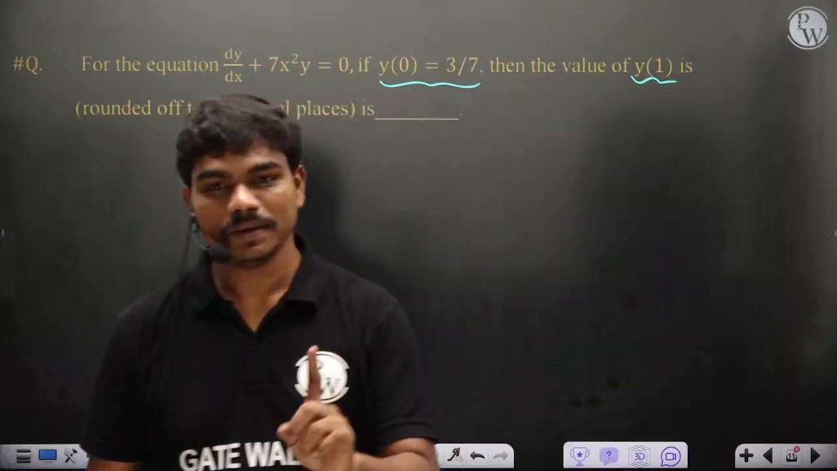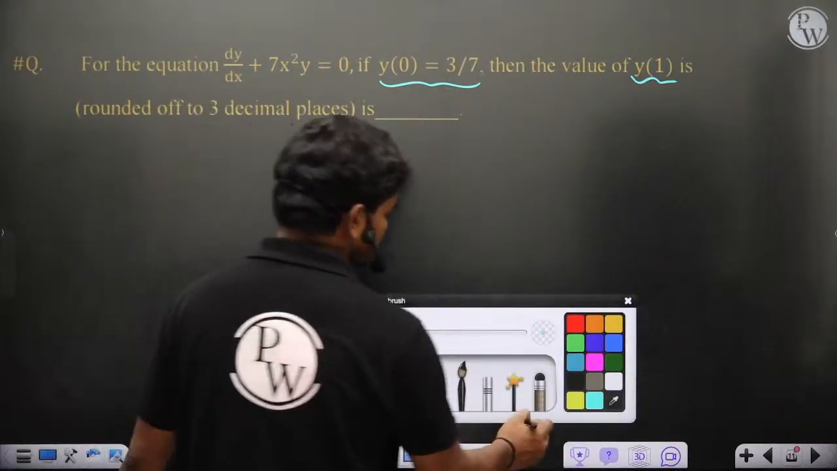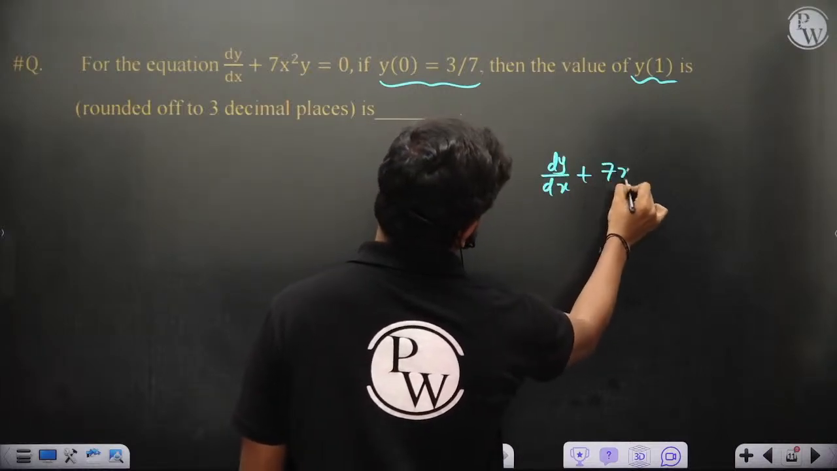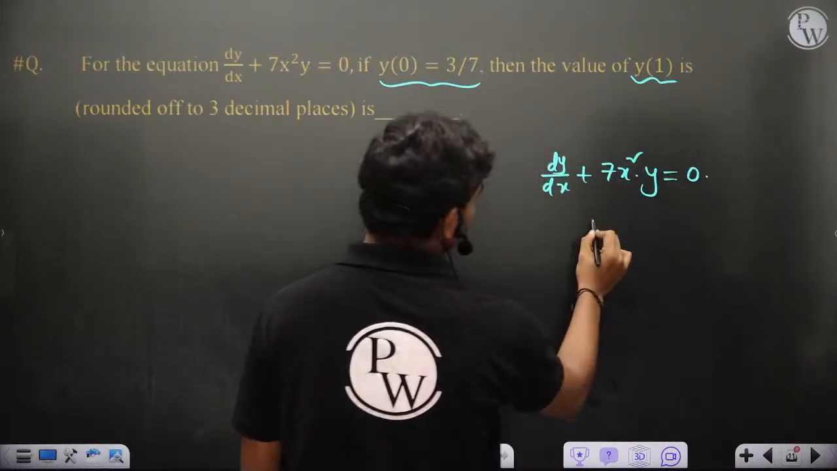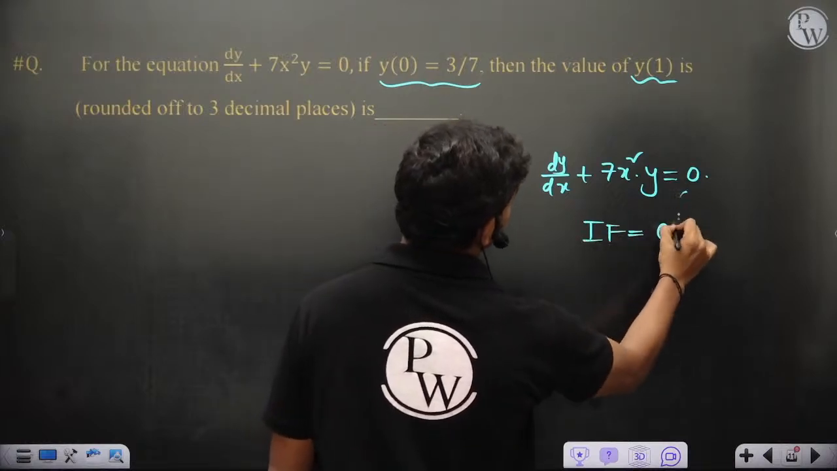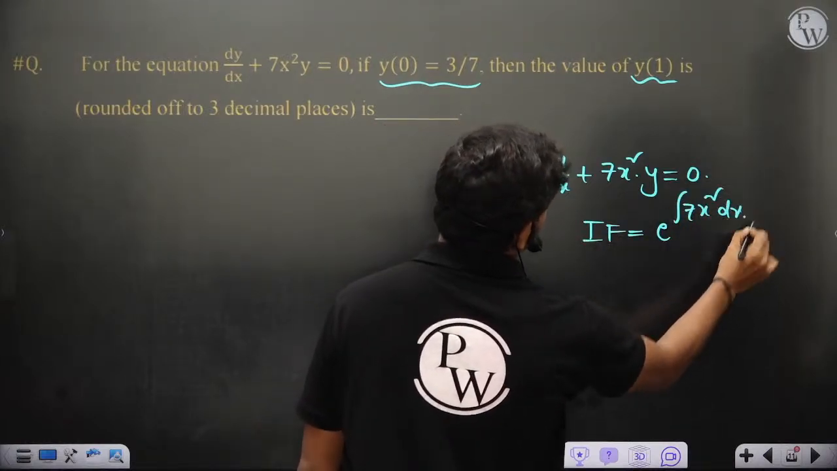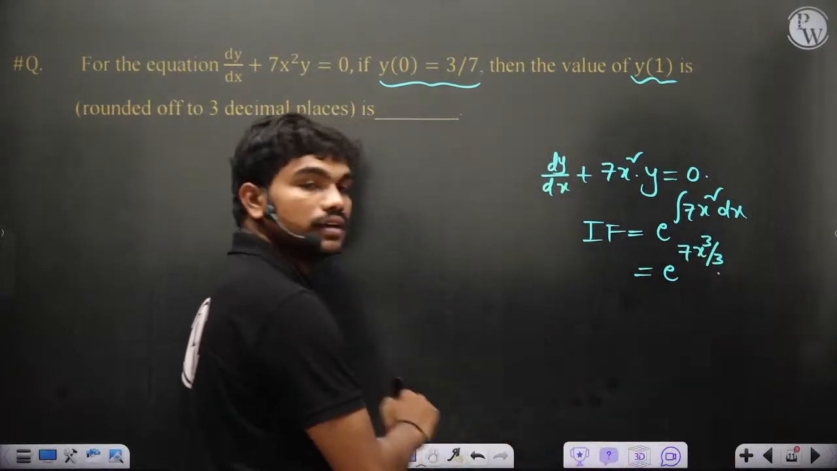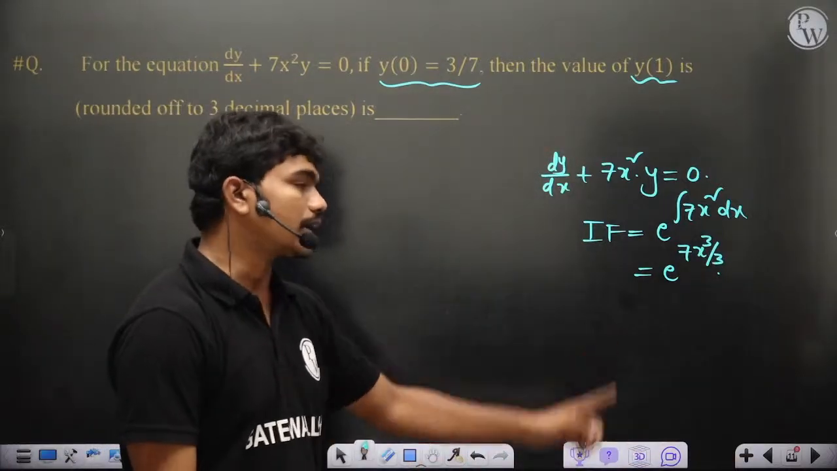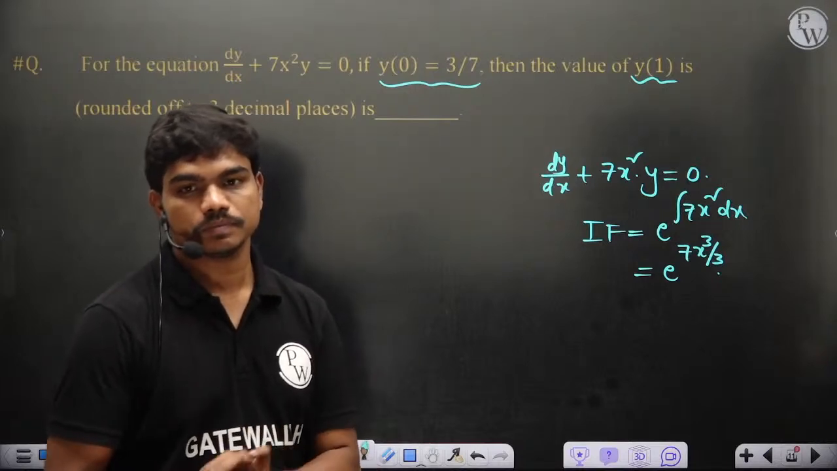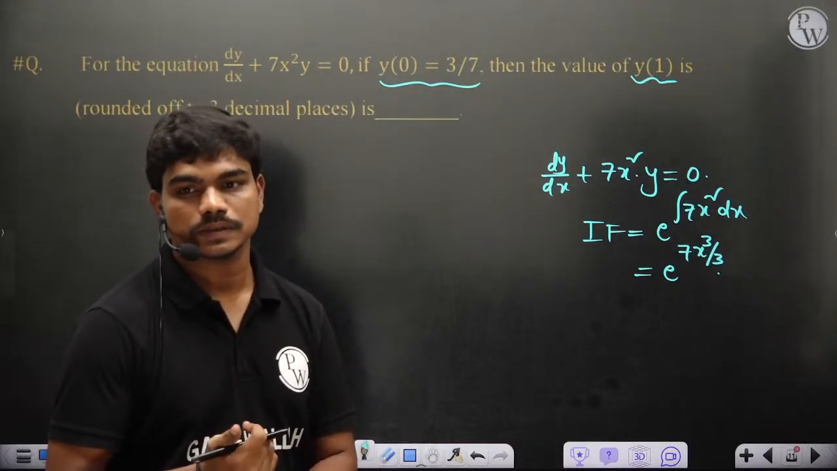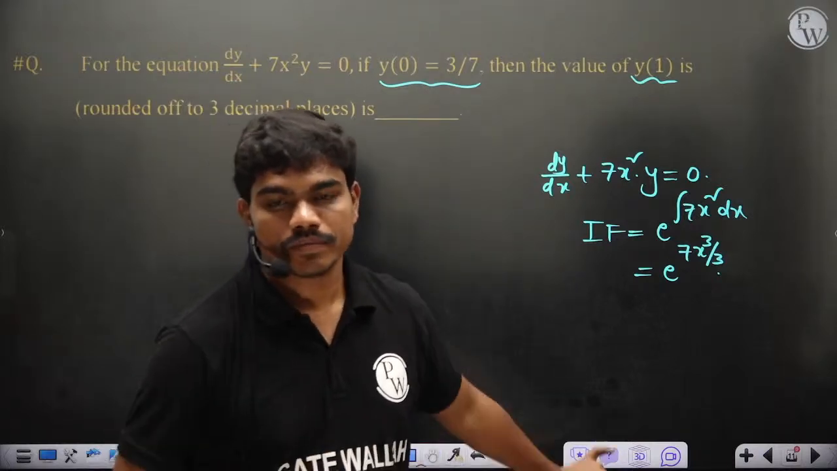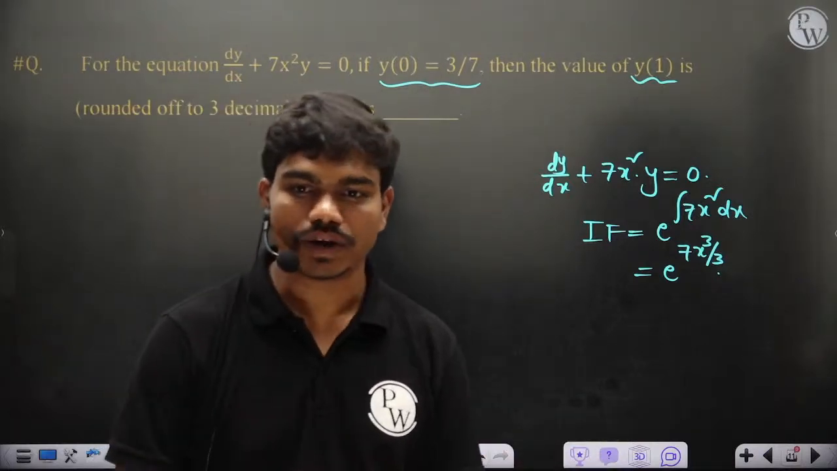Now honestly tell me, I'll do a procedure. How many of you have done that? Dy by dx plus 7x square y is equal to 0. So integrating factor is equal to e power integral 7x square dx, which is e power 7x cubed by 3. You have done this? How many of you have done this calculation of integrating factor? Please type it in the chat box.